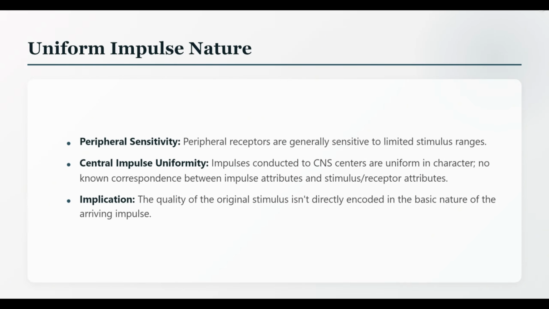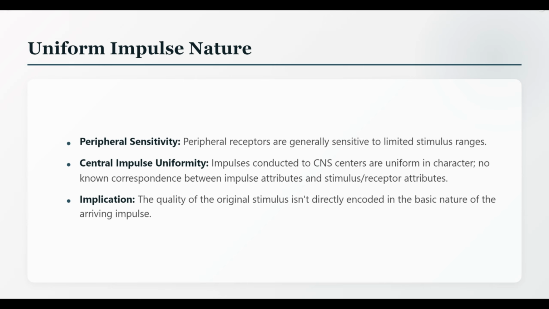So what kind of message does each fiber carry? Here's a key point. While our skin receptors might be sensitive to pressure and eye receptors to light, the electrical impulse zipping along the nerve fiber itself is pretty uniform. Think of it like sending a standard postcard. The postcard itself doesn't say whether it's a photo of a cat or a dog. That information is encoded elsewhere.